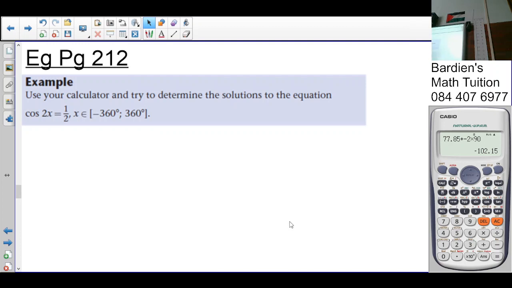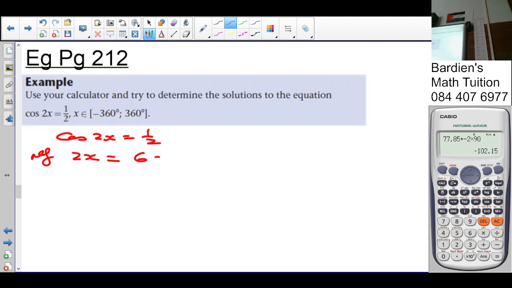It says use your calculator and try to determine the solution of the equation cos 2x is equal to a half, where x is an element of negative 360 to 360. So again, the cos graph, people, we need to isolate the trig ratio, not so? So we say the reference angle 2x equals arc cos of a half. Now we know it's a special angle. Now say we didn't know that. It's going to give us an angle of 60 degrees. Not so? You all agree with that?